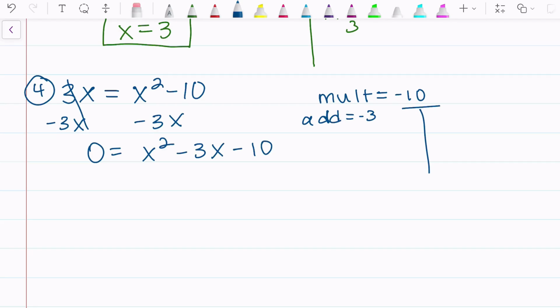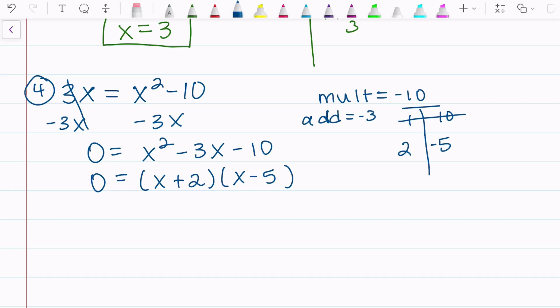So I'm going to make my table. And 1 times 10 is 10 if I make either of those negatives. To get a negative 10 when I multiply, it cannot be negative 3. Let's see, 2 times 5 is 10, and I want it to be a negative 10, and I want a negative 3 when I add, so I'm going to make the 5 negative so that it's negative 3 when I add them. And so my factors are x plus 2 and x minus 5.